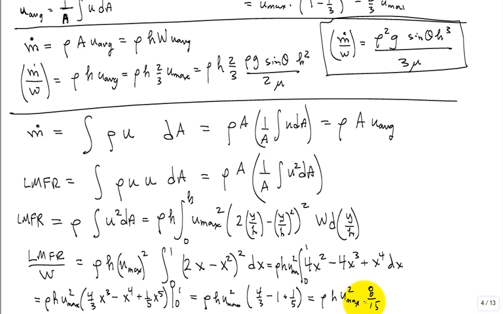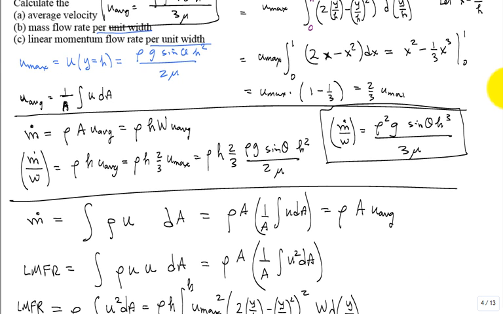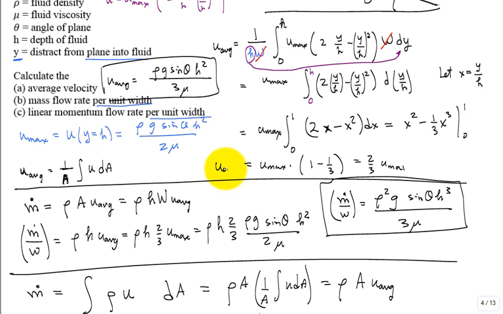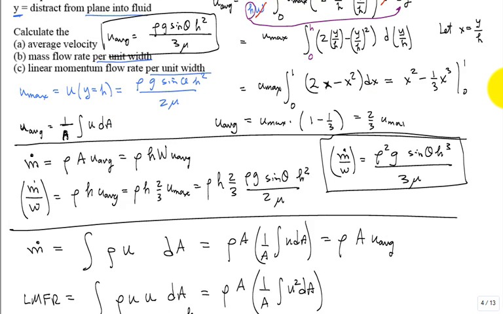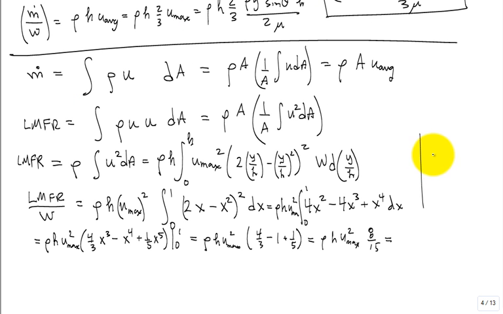So what is our linear momentum flow rate? Well, somebody says I would like it in terms of U average instead of U max. So I replace U max by, here, go back up here. What was our relationship between U average and U max? So recall that U average was 2/3 U max. Is that what we had? So I can replace U max by 3/2 U average.